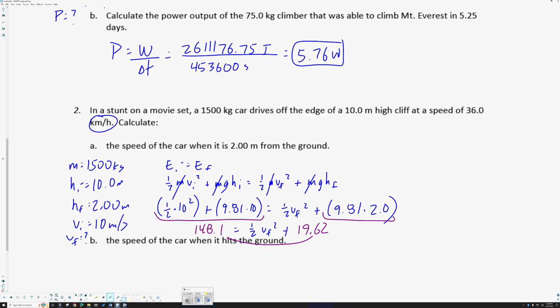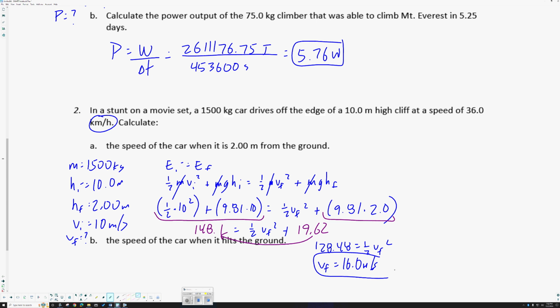Let's take the 19.62 over by subtracting. We always get rid of what's not attached to the VF. It's added to the VF, so we take it over by subtracting. We get 128.48 equals 1/2 VF squared. Let's take the half over. We can either divide by a half or multiply by 2. Regardless of which one we do, we're going to end up square rooting that number, and it's going to give me a value to 3 digits of 16.0 meters per second.